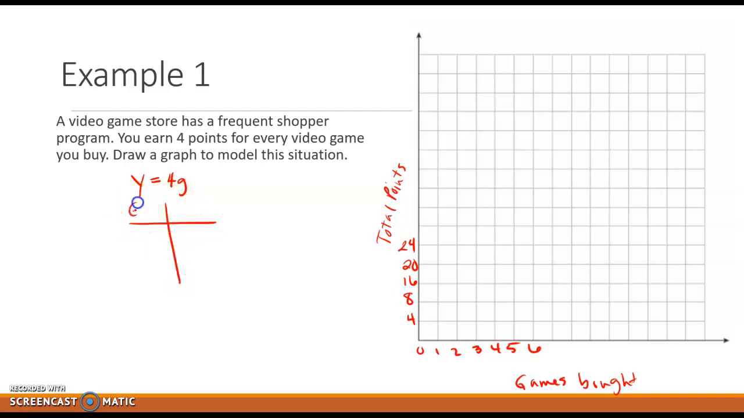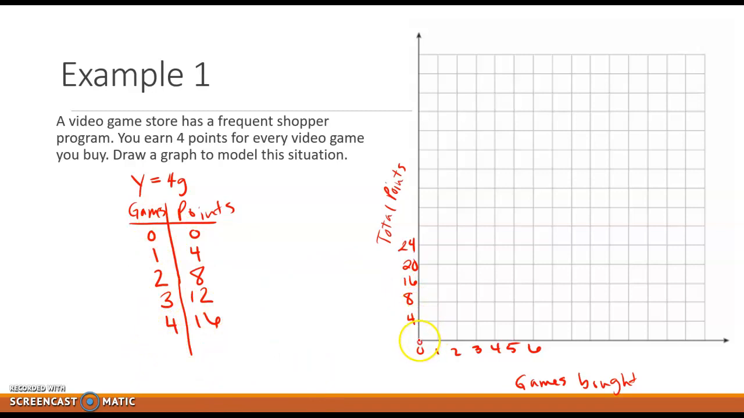I'm going to have games, and points. So if I buy 0 games, I earn 0 points. If I buy 1 game, I earn 4 points. If I've bought 2 games, then I have earned 8 points. If I have bought 3 games, I've earned 12 points. When I buy 4 games, I have earned 16 points. And the table goes on, but we'll just go with that.